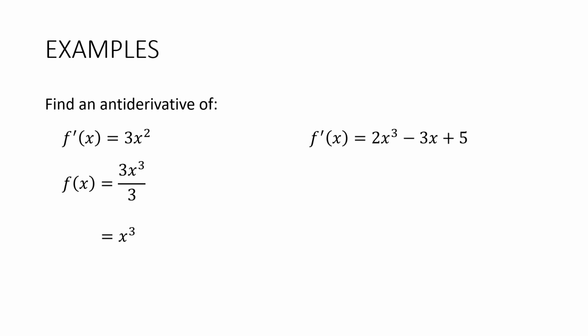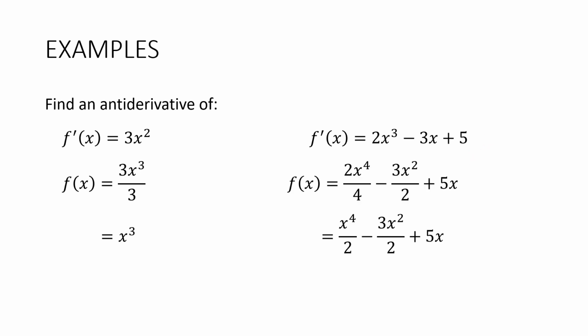Here's another one, and we're going to go term by term. So we're going to have 2x to the power of 4 divided by 4 minus 3x squared divided by 2 plus, this is 5x to the 0, so it's going to become 5x to the power of 1 divided by 1. And tidying it up, we have x to the power of 4 on 2 minus 3x squared on 2 plus 5x.